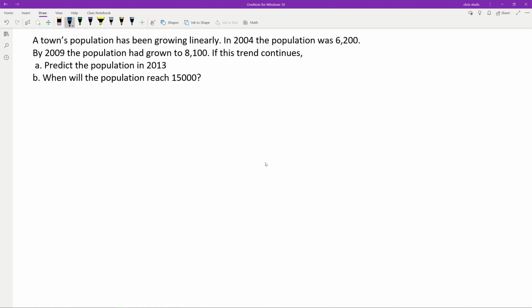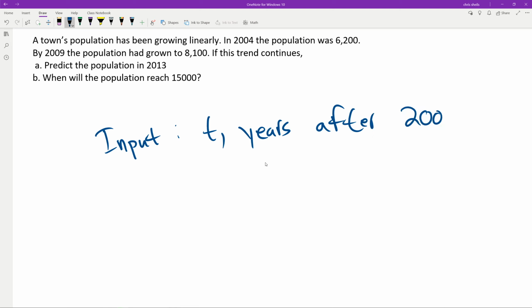So let's define our input to be t, and let's say this is years after 2004. Because this way our numbers will be smaller and easier to work with. And also if we were to graph this, the graph would be easier to find. And our output will be P of t, the town's population.